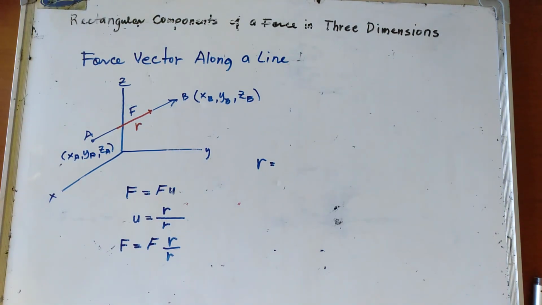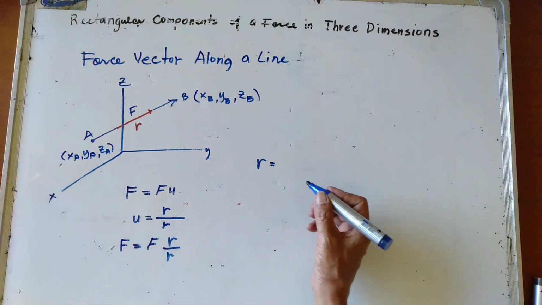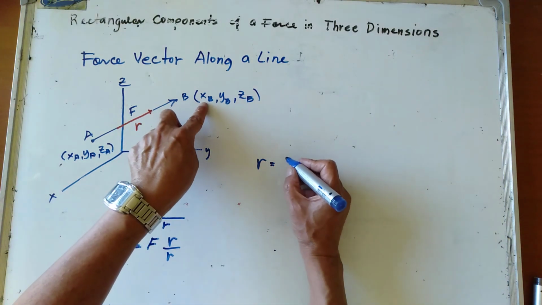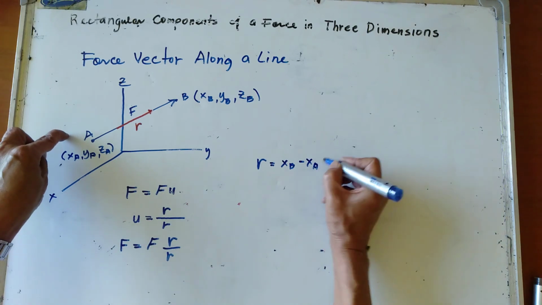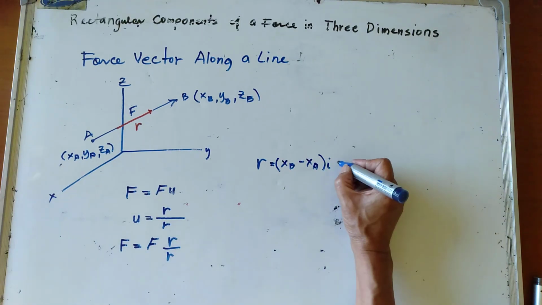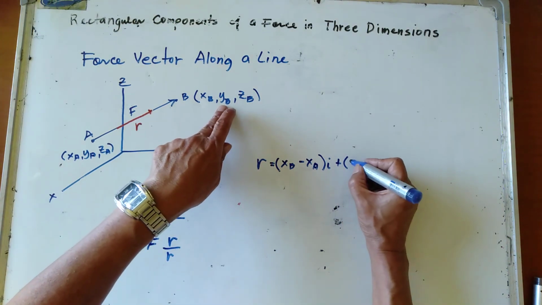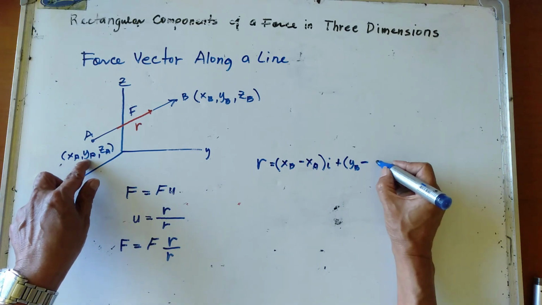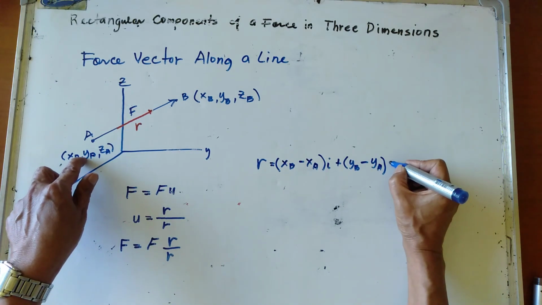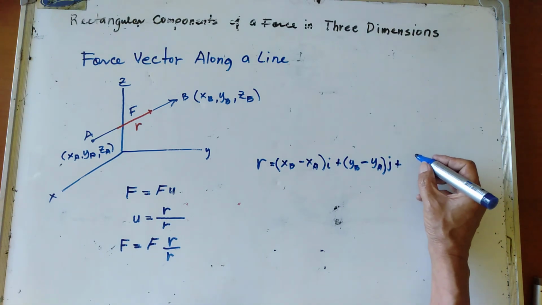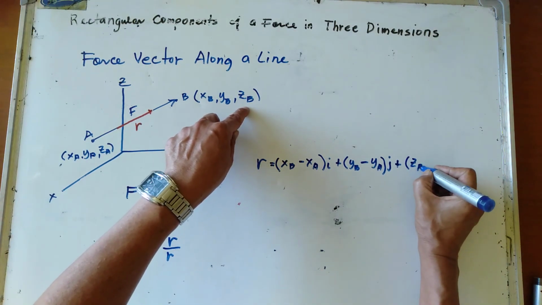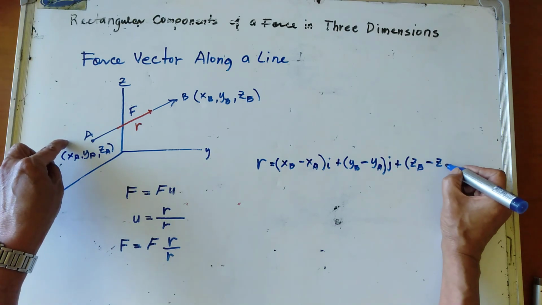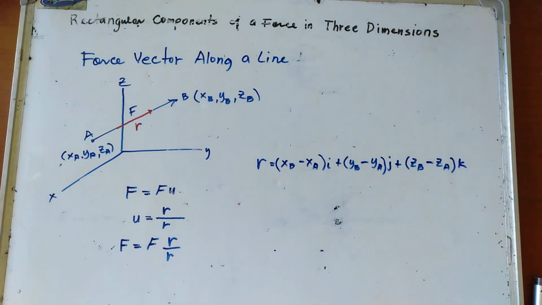So r is equal to x sub B minus the tail x sub A, times i, plus the head y sub B minus the tail y sub A, times j, plus z sub B minus the tail z sub A, times k. So that is therefore the position vector.